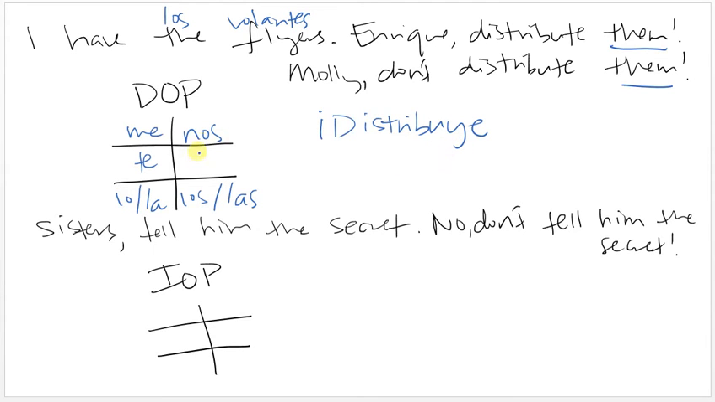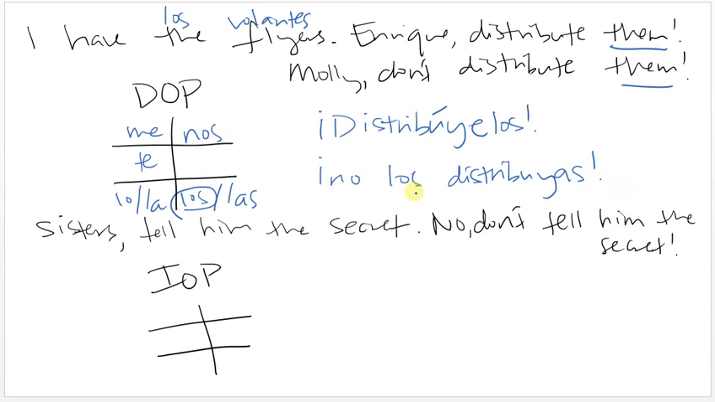And then I need to attach my direct object pronoun for them. Los volantes is masculine and plural, so I'm going to use los. Distribuye los. And then I have to add an accent on the second to last vowel of the verb itself. If I was going to say don't distribute them, I would say no, and then I have my pronoun first. And I need my negative tú command, so I need to go to the yo, drop the o, add the opposite ending, and an s. So no los distribuyas, don't distribute them.